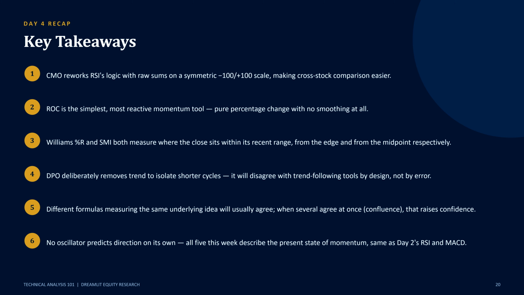4. DPO deliberately removes trend to isolate shorter cycles. It will disagree with trend-following tools by design, not by error. 5. Different formulas measuring the same underlying idea will usually agree. When several agree at once, that's confluence, and it raises confidence. And 6. No oscillator predicts direction on its own. All 5 tools this week describe the present state of momentum, exactly the same role RSI and MACD played back on day 2.